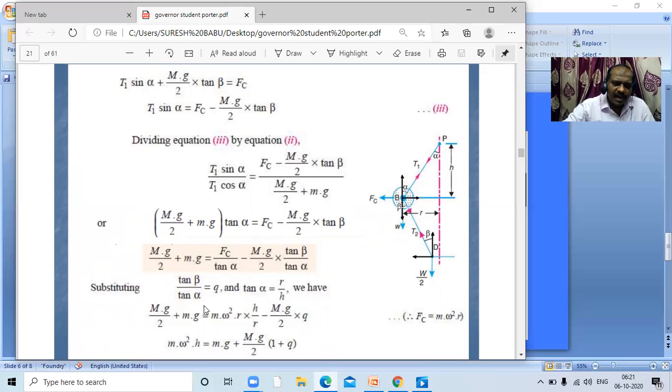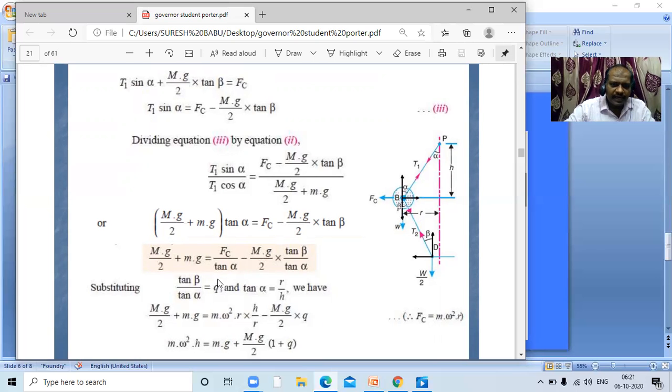Substituting tan beta by tan alpha is equal to q. So what is the q value? Q is equal to tan beta by tan alpha. Tan alpha means opposite side by adjacent side. From this figure, the opposite side is the radius r and the adjacent side is h. So tan alpha is equal to r by h. So mg by 2 plus mg is equal to Fc, whose value is m omega square r, already defined in the notations, into tan alpha inverse, h by r, minus mg by 2 into q.